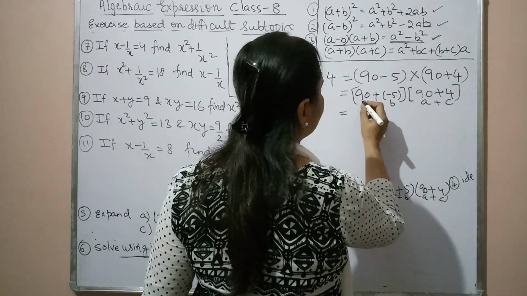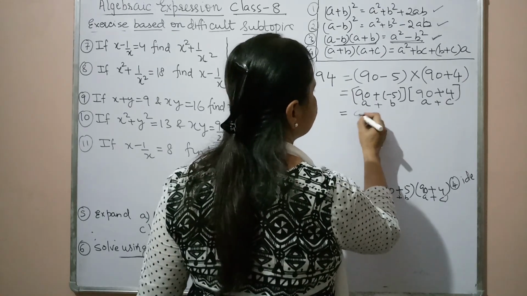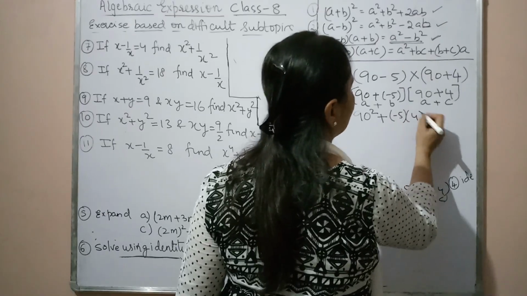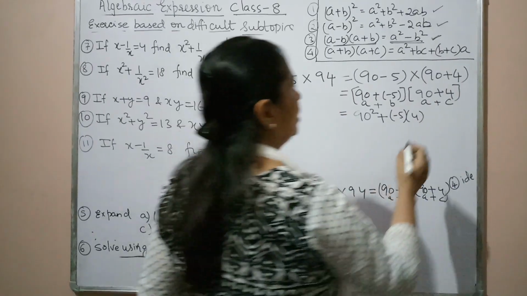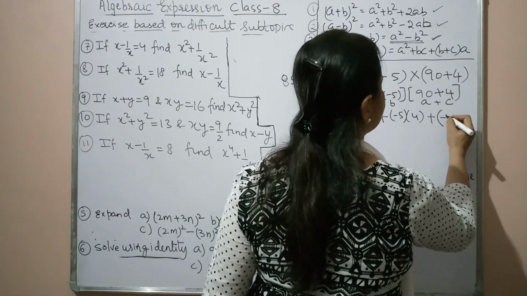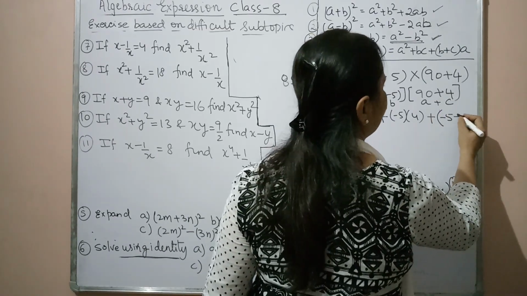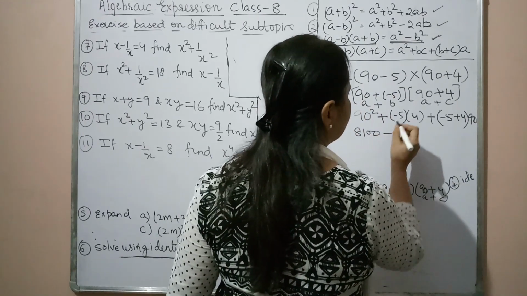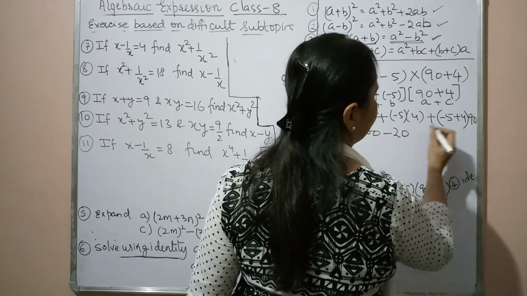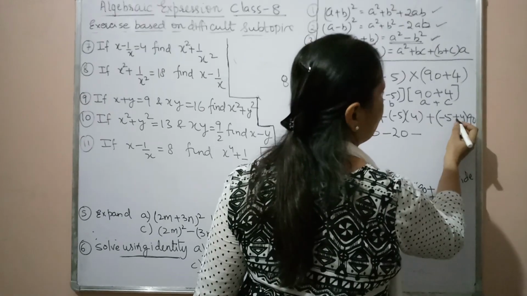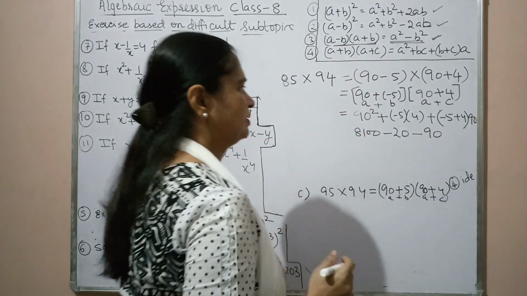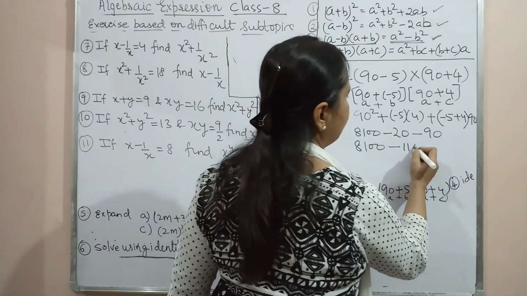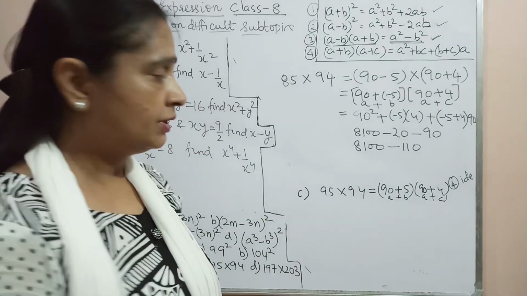It will be 90, sorry AB, that is 90 का स्क्वायर, दूसरा वाला हो जाएगा minus 5 into 4, ये दोनों का मल्टीप्लिकेशन, that is BC, और तीसरा है minus B plus C, minus 5 plus 4 multiplied by 90. So 8100 minus 5 4s are 20 and this will be minus, again minus 1 into 90 is minus 90. So 8100 minus 110. So solve it and get the answer.